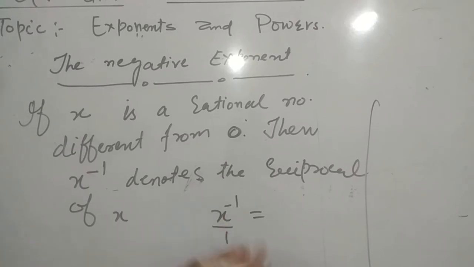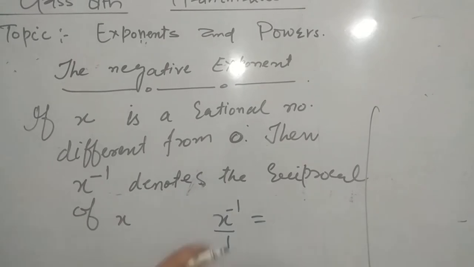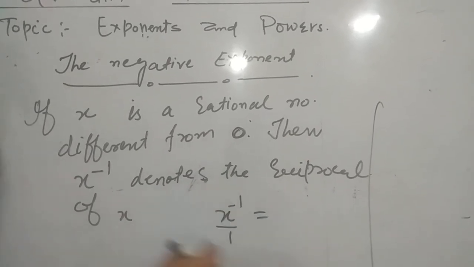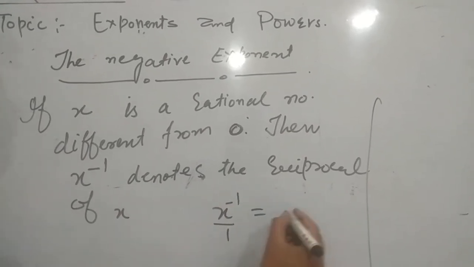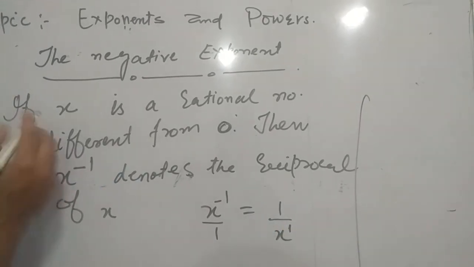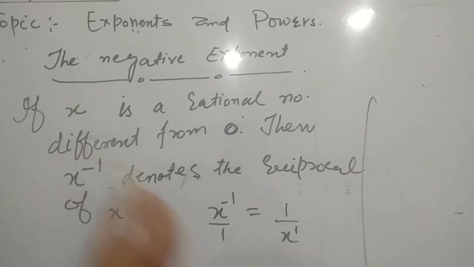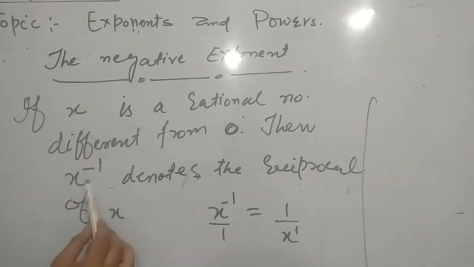तो हमें इसका रेसिप्रोकल लेना होगा. जब हमें नेगेटिव पावर कन्वर्ट करना होगा पॉजिटिव में, तो हमें x का रेसिप्रोकल लेना होगा. It is x divided by 1, तो ये होगा 1 divided by x, तो इसका पावर होगा 1. तो यहाँ लिखा था मैंने, if x is a rational number different from 0, 0 के बगैर होगा कोई नंबर, then x raised to power minus 1 denotes the reciprocal of x.